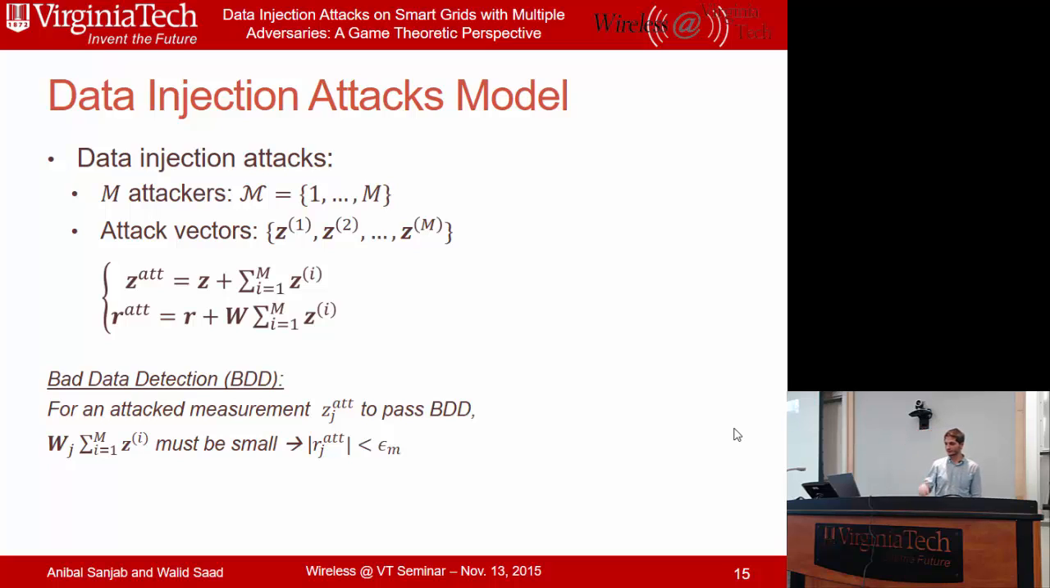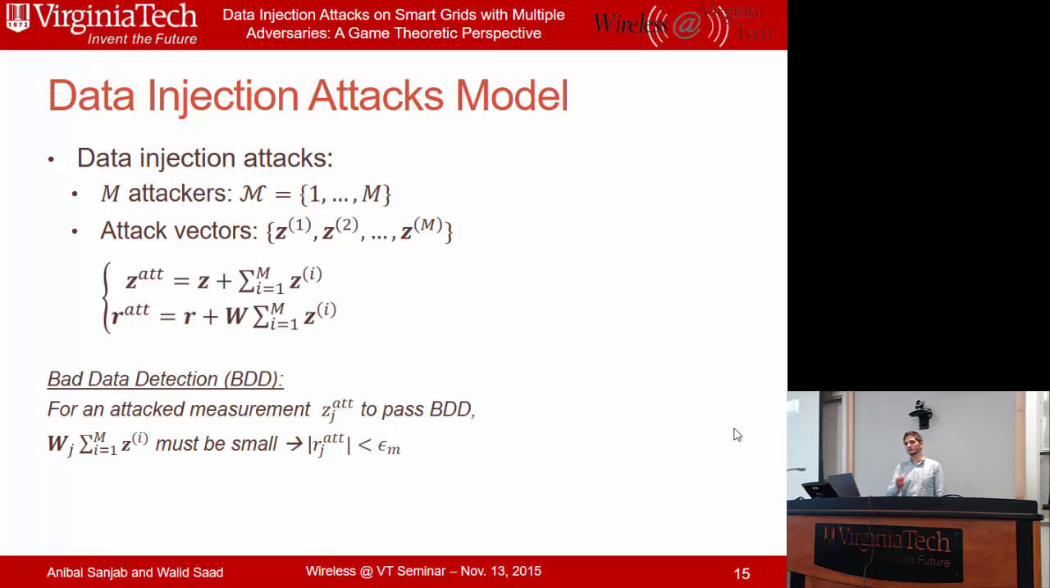So after all that introduction, let's introduce the data injection attack model. So we have M attackers, and it's an additive kind of attack. So every attack vector, z to the power i, for the attackers i from 1 to M, because we have M attackers, adds an attack vector to the original measurement vector Z to form the measurements under attack. And having the measurements under attack, we can get the residuals under attack.